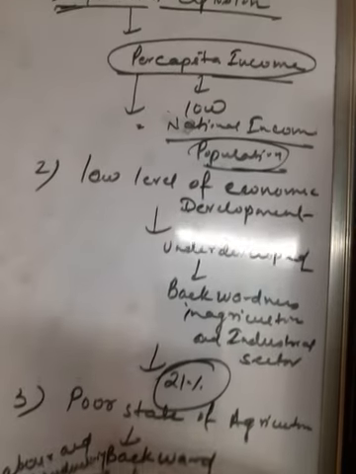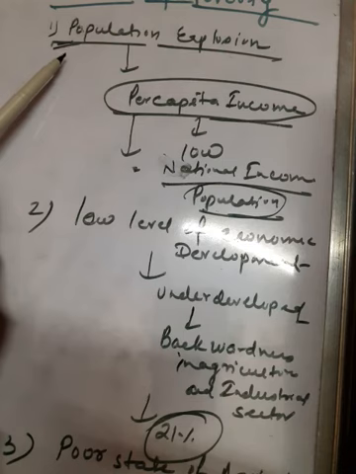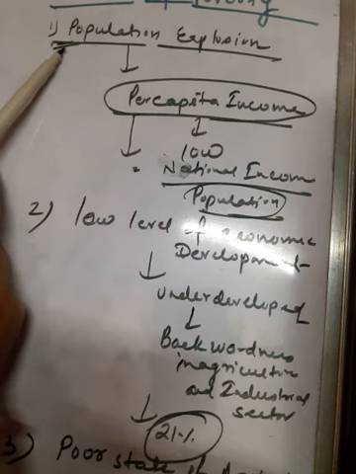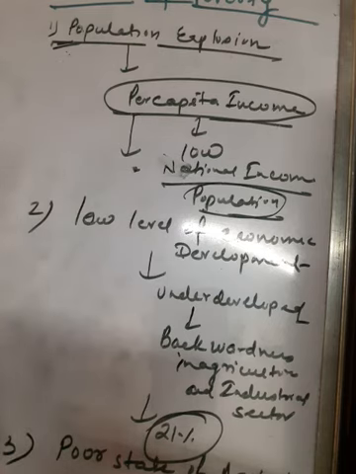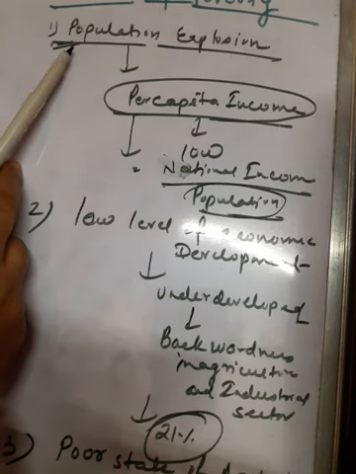So students, these are the three reasons I discussed. The first one is population, because of the alarming and consistent rise in population. India is now at the stage of population explosion. That is the main reason for poverty in India.